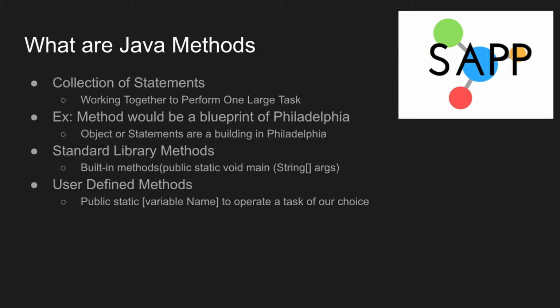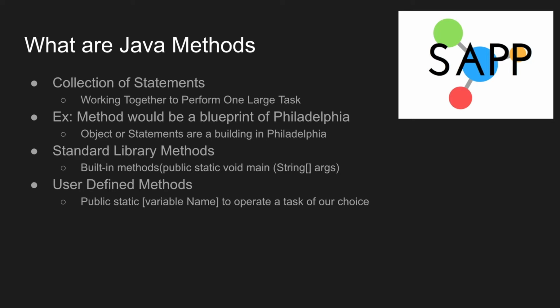So, let's put it in an analogy. A method would be a blueprint of the city of Philadelphia. It'd be like all the buildings, all the statues, all the public parks, and everything. And objects or statements would be a building in Philadelphia. Those objects and statements make up the blueprint. So, the objects and statements make up the method. That's basically an analogy of how methods work.